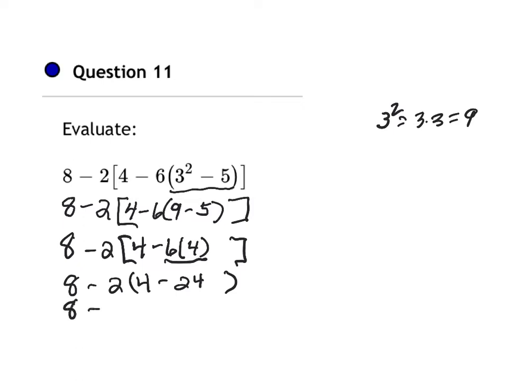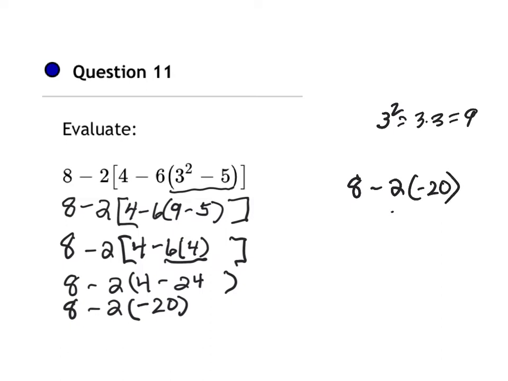So 8 minus 2 and 4 minus 24, signs are different. Subtract, take the sign of the larger. 24 is bigger, sign in front of it's negative. So that would be a -20. So I have 8 minus 2 times -20.